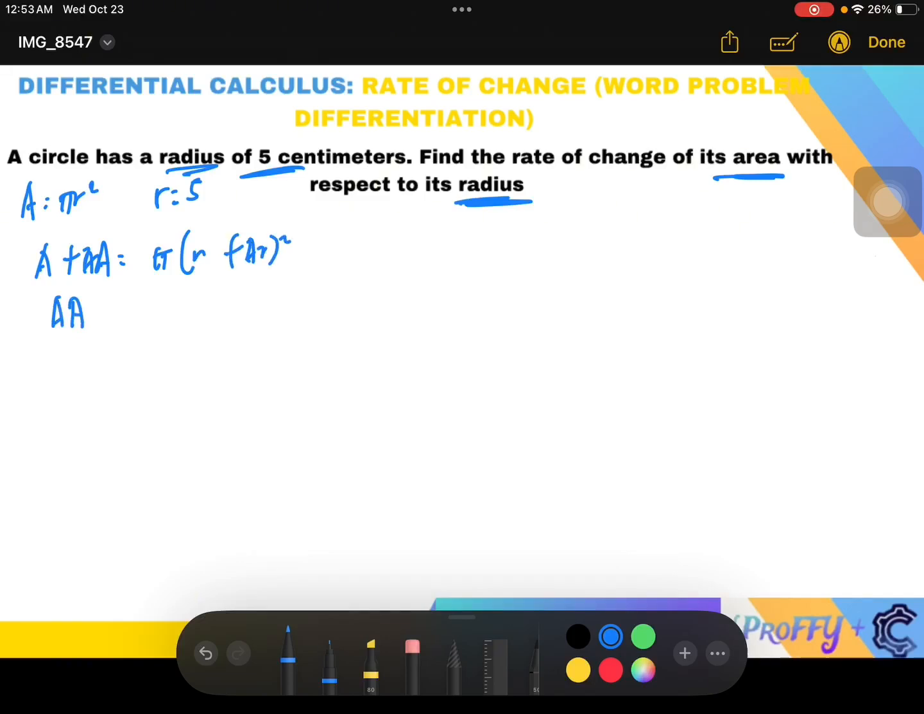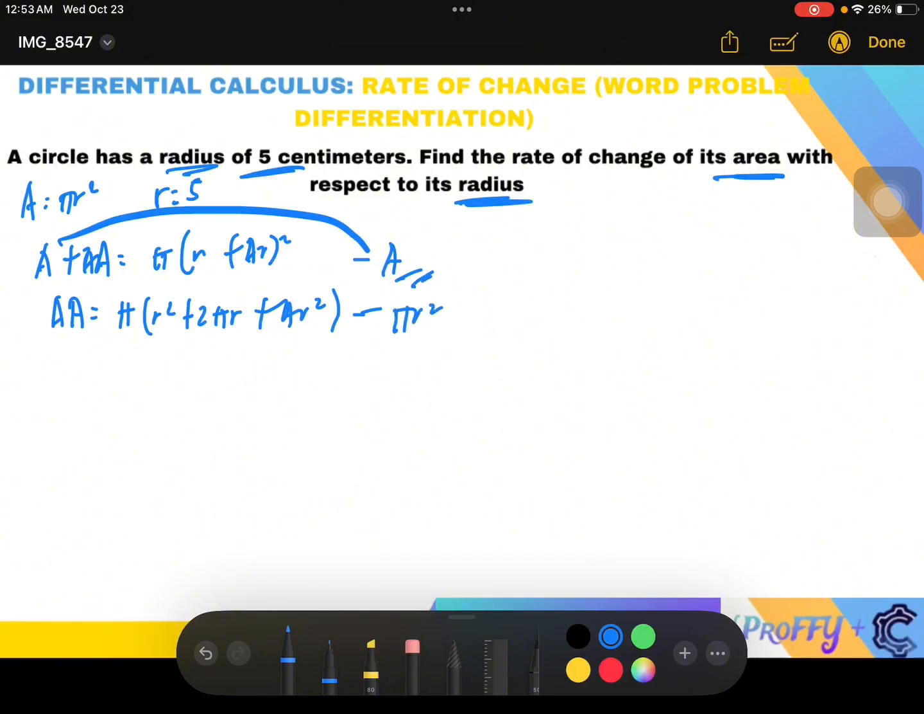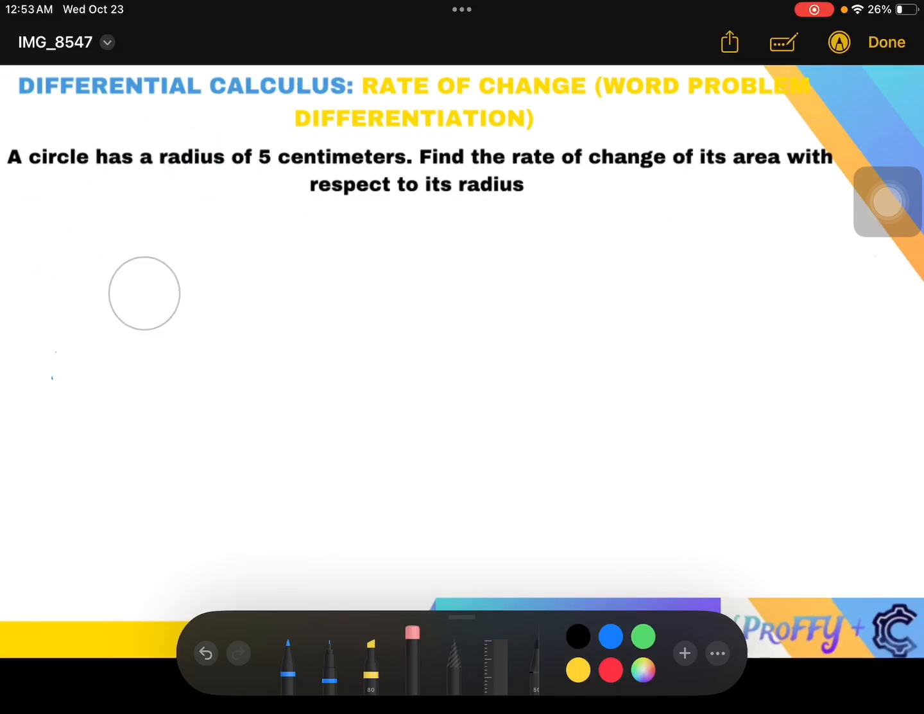So, the delta a is equals to what? Transpose the a. So, magiging negative a sa dulo yan guys. Pi of r squared plus 2 pi r delta r plus the delta r squared, minus, what is the value of a guys? Pi r squared. Gets guys? So, distribute the positive pi. I-distribute ko lang siya guys. 2r of delta r.